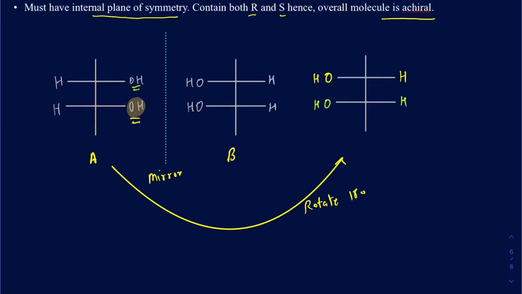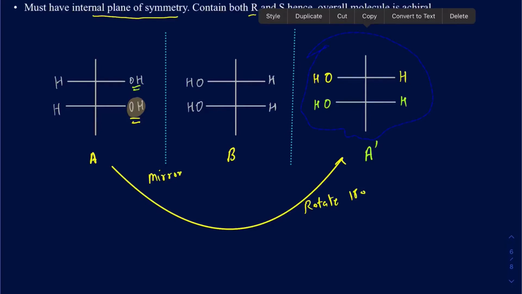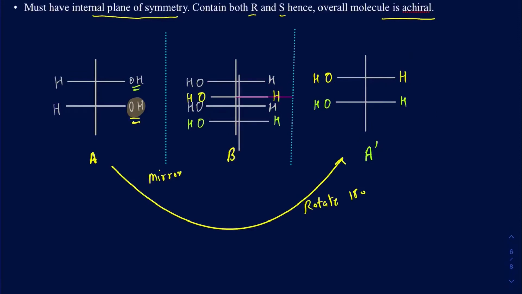Now I'll call this A prime. What's the relation between A prime and B? They are clearly not non-superimposable mirror images of one another. To double check, if I put a mirror in between B and A prime, they are not flipped. If I pick this molecule, duplicate it, and place it on top of B, it's going to be the same thing. As a result, A and B are not going to be enantiomers.